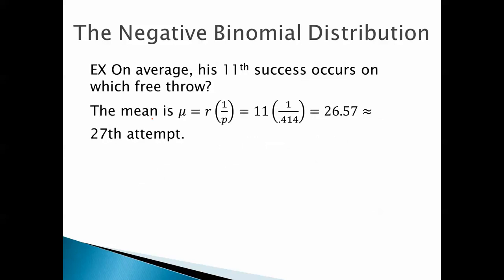On average, his 11th success occurs on which free throw? The mean is mu, that's r times 1 over p. That's 11 times 1 over 0.414, which is 26.57. That's on average his 27th attempt.